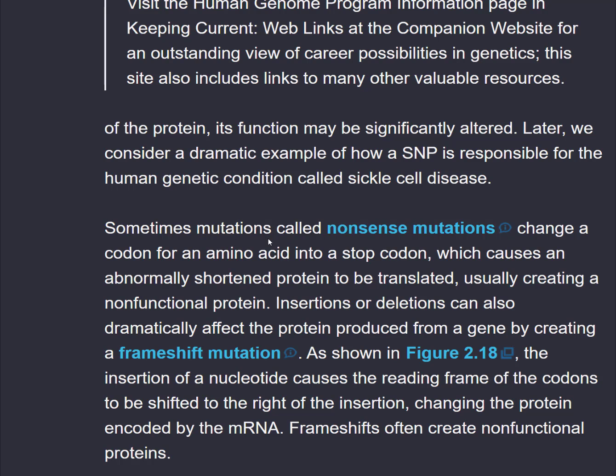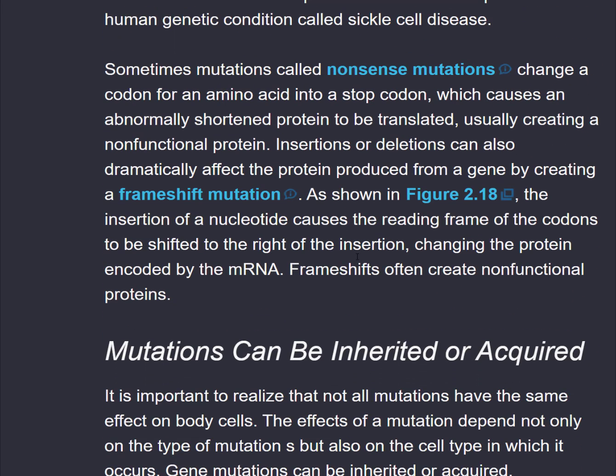Next is frame-shift mutation. Frame-shift mutations are mutations resulting from the addition or deletion of nucleotides that causes a shift in the genetic code reading frame of a gene.